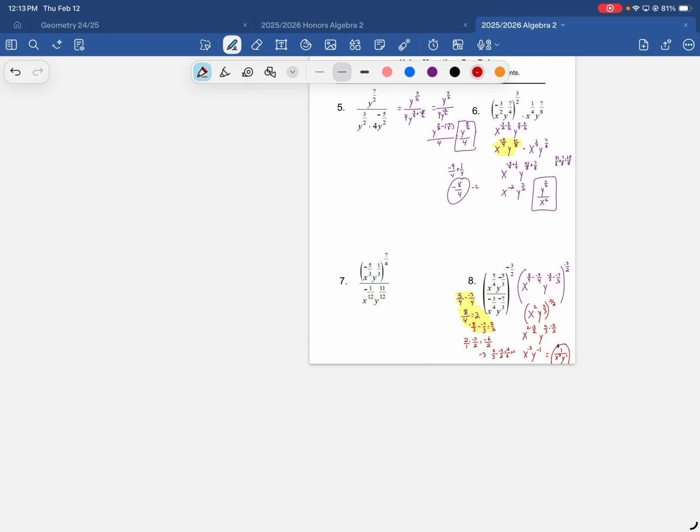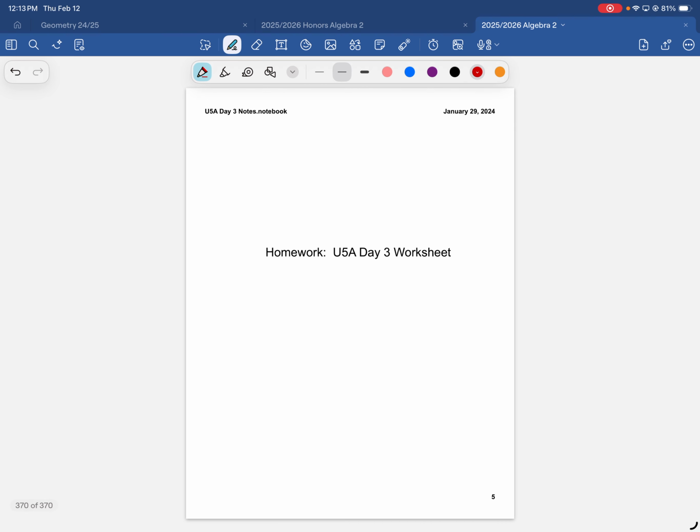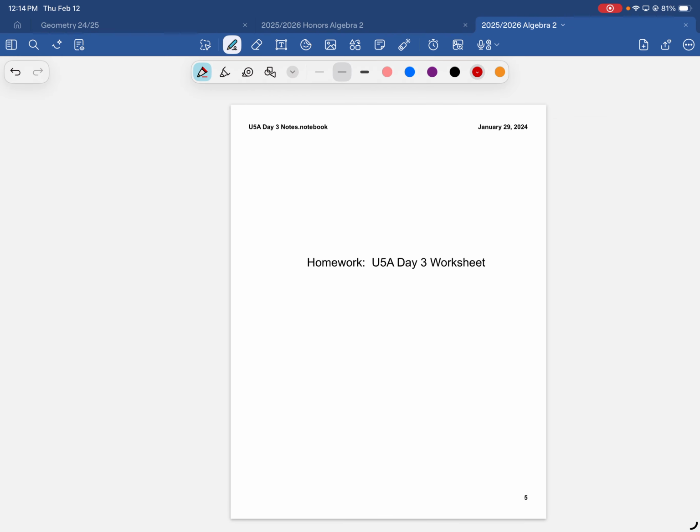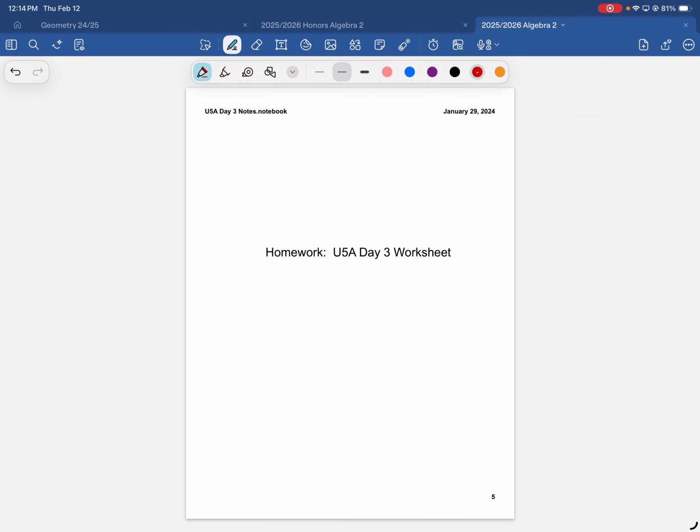Okay, maybe not. I got 0 reactions. I'm done for today. The worksheet is in there. Just do the evens. If you've done it all, do it all. If not, just do the evens. Tomorrow we're on to a different day, and I bet it deals with fractions as well.